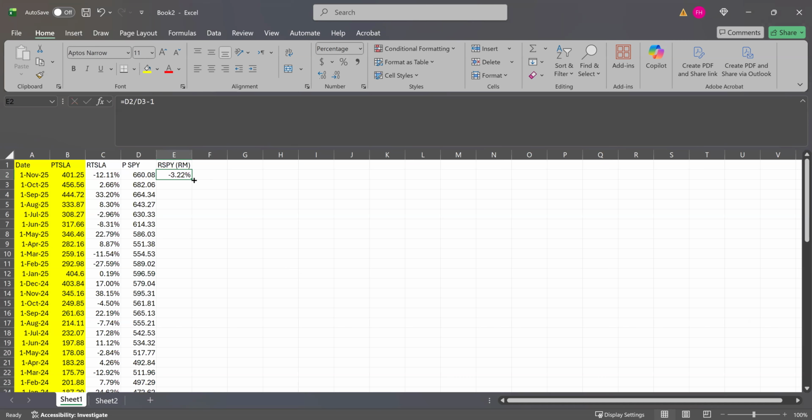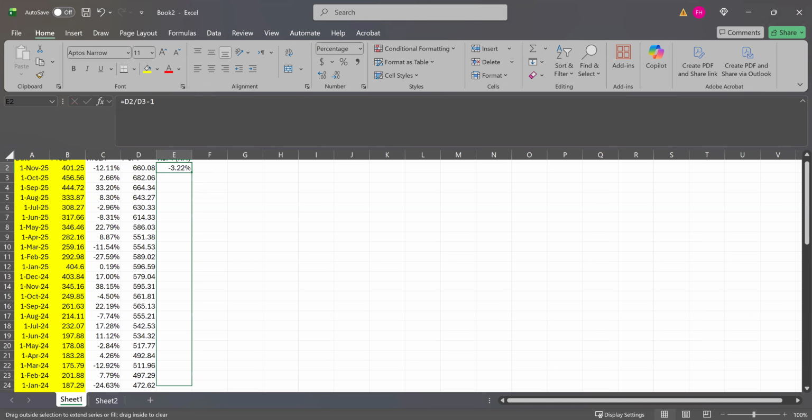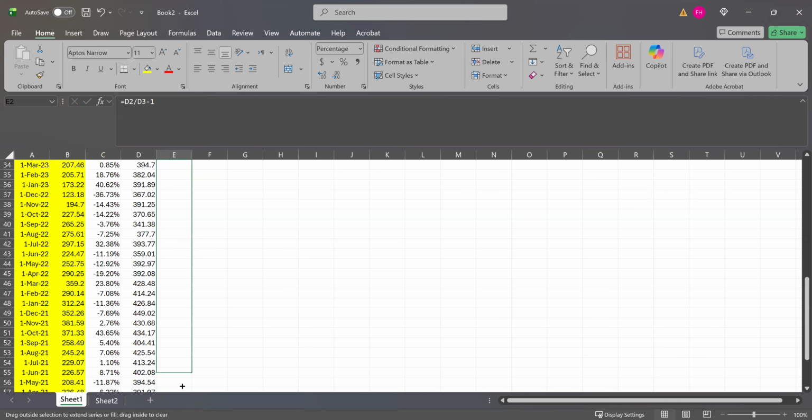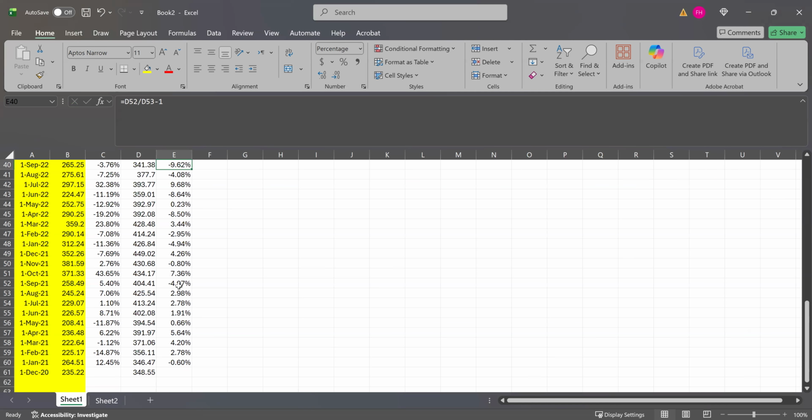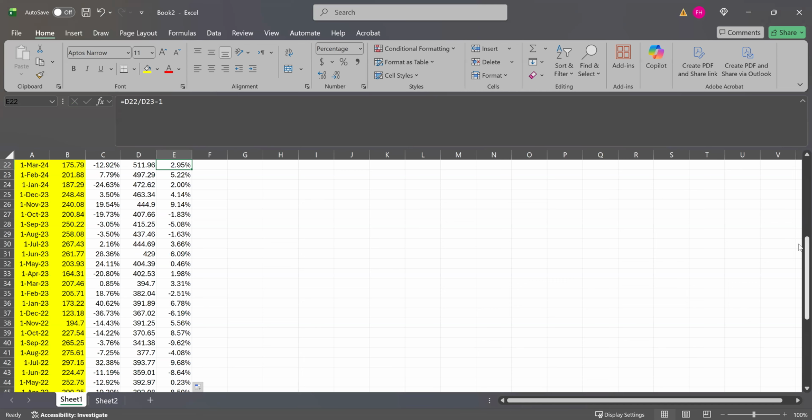Then I would drag the formula down till I get to January 1st, 2021, because as I've said earlier, you cannot compute the return for December if you don't have the price in November. So you need to do this for each stock, and in addition, you need to do this for the market. In your case, you're going to be using the VTI instead of the SPY.